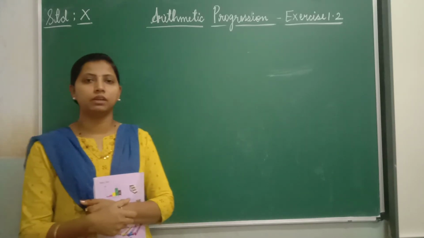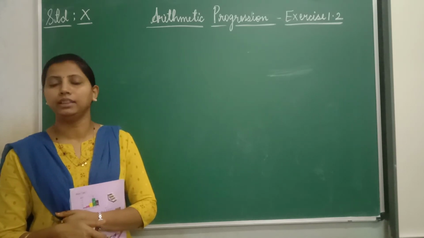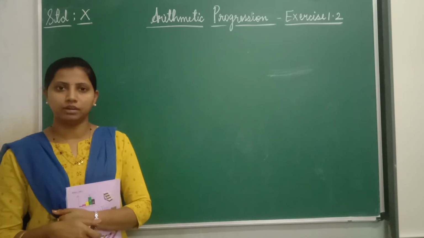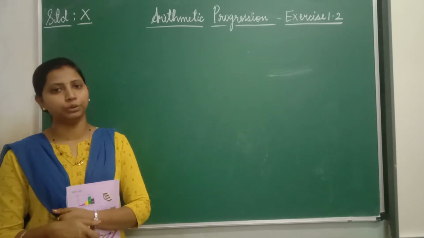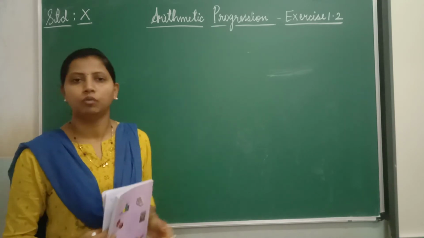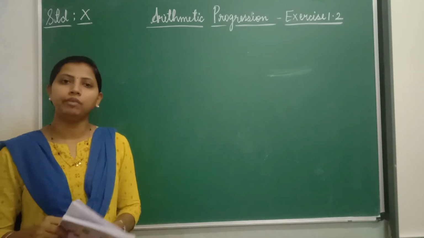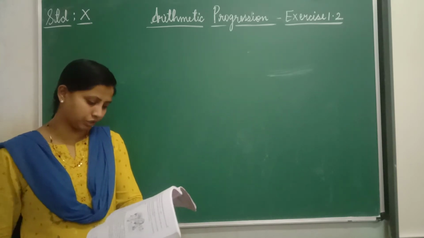Good morning children. In the last video, we learned how to find the nth term of an AP, that is by using a_n = a + (n - 1)d. And we had also solved the sums of Exercise 1.2. Now today we will continue with the same Exercise 1.2, sixth question.